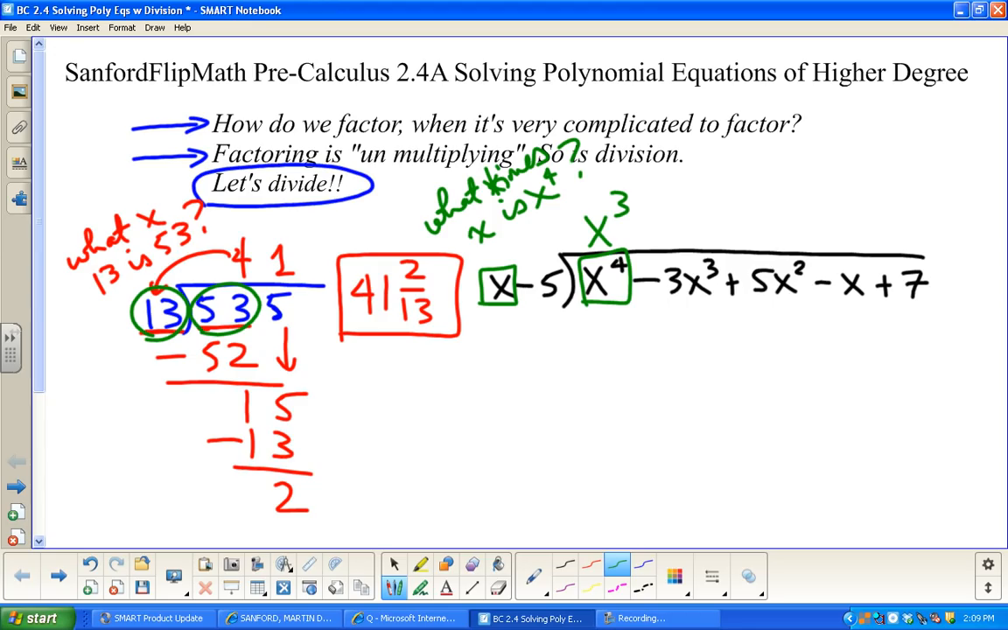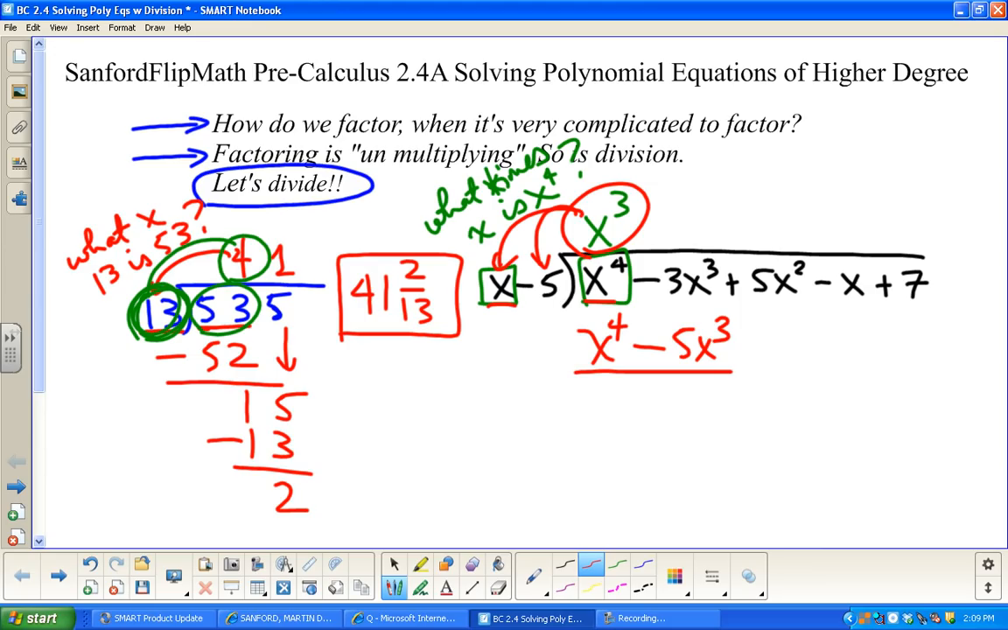The next step after we wrote that 4 was we multiplied by 13. Even though over here on the x version I only looked at x times what is x to the 4th, I'm really going to multiply x to the 3rd times x, and x to the 3rd times the negative 5, so minus 5x to the 3rd. And then the next step, as it was on the numeric version, was to subtract. Well, I'm going to subtract here also.